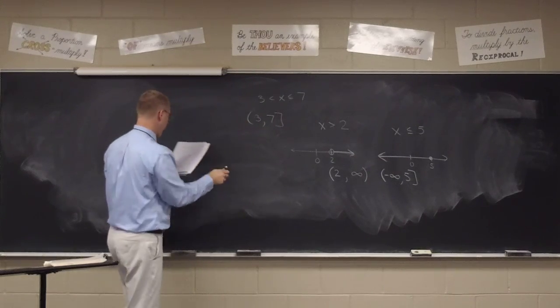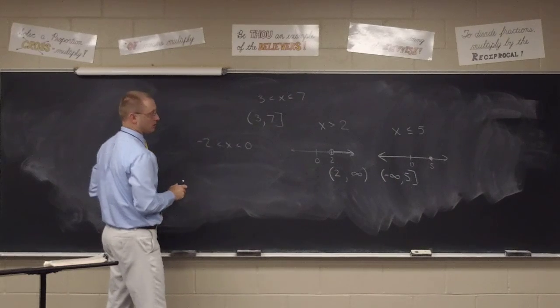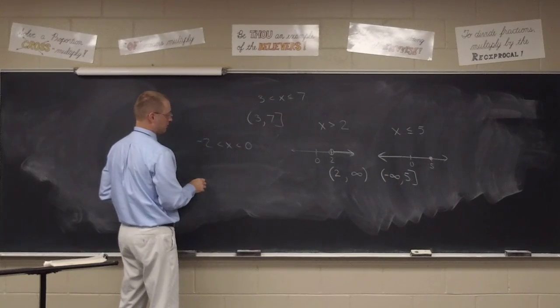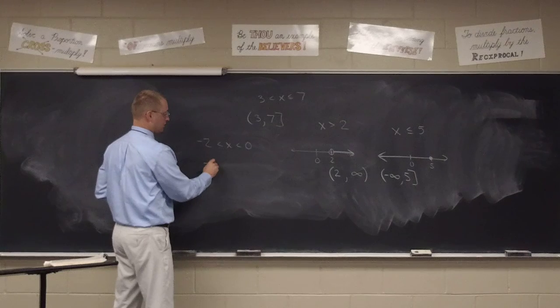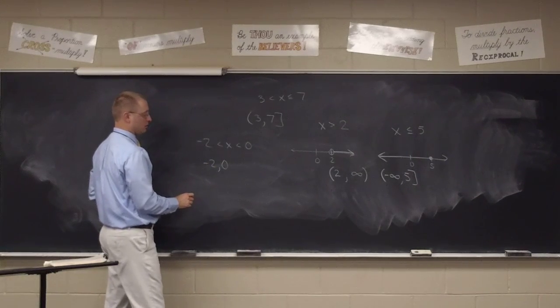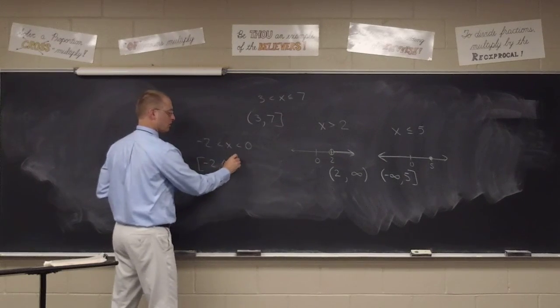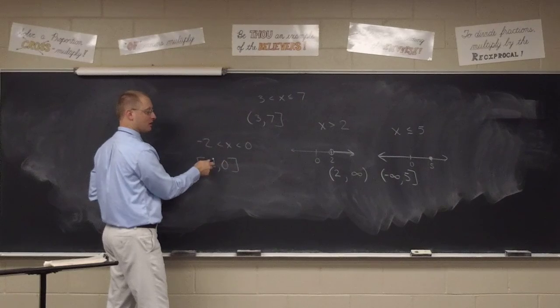because we know we have a circle at the 3 and a closed dot at the 7. What if we had negative 2 is less than x is less than 0? Chris? You would have negative 2, comma, 0, bracket on the negative 2, bracket on 0. Because they're both included? Yes.